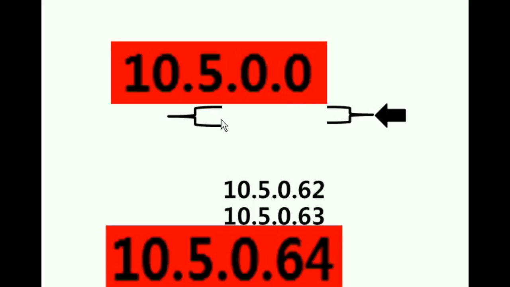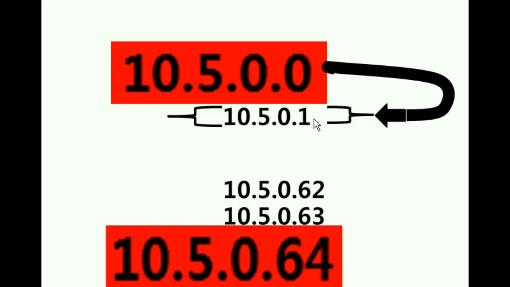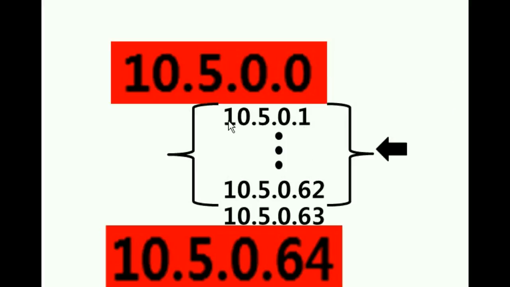Well, what about the first usable address in this subnet? That immediately follows the subnet address and would be 10.5.0.0, so it's got to be 1. So you can use all of these from .1 all the way up to and including .62. .63 is the broadcast address and it is reserved. This pattern continues without abatement.